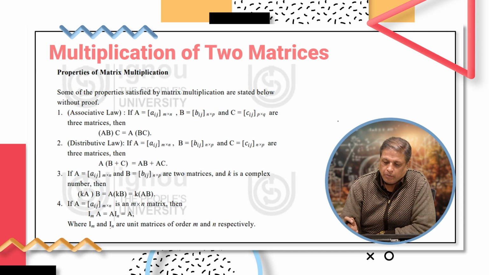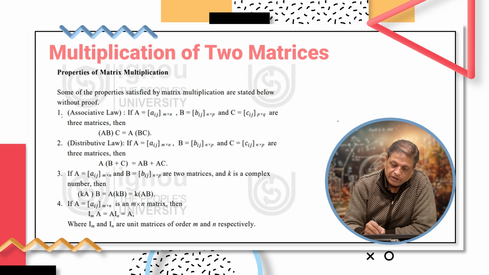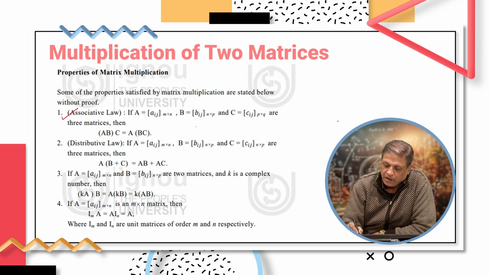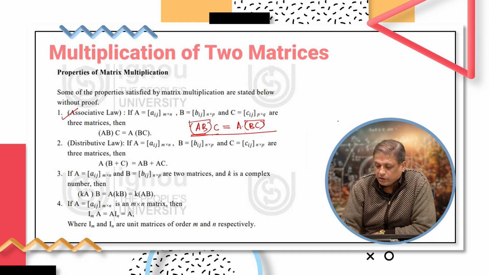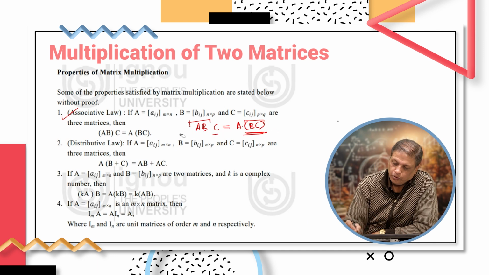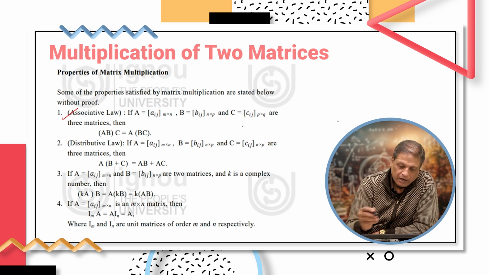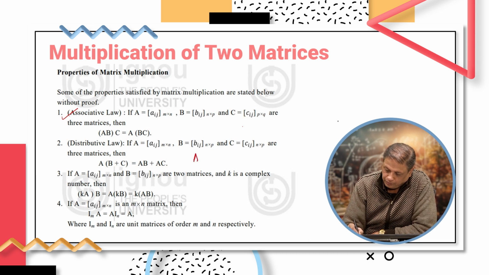Now we understand the properties of matrix multiplication. The first property is the associative property. The associative property says that (A into B) multiplied by C will be equal to A multiplied by (B into C). So this is associative. We are generating an association: the association of A and B into C will be equal to A into the association of B and C. I hope you understand this. Apart from this, we have the distributive property, wherein A into (B plus C) is actually equal to A into B plus A into C.